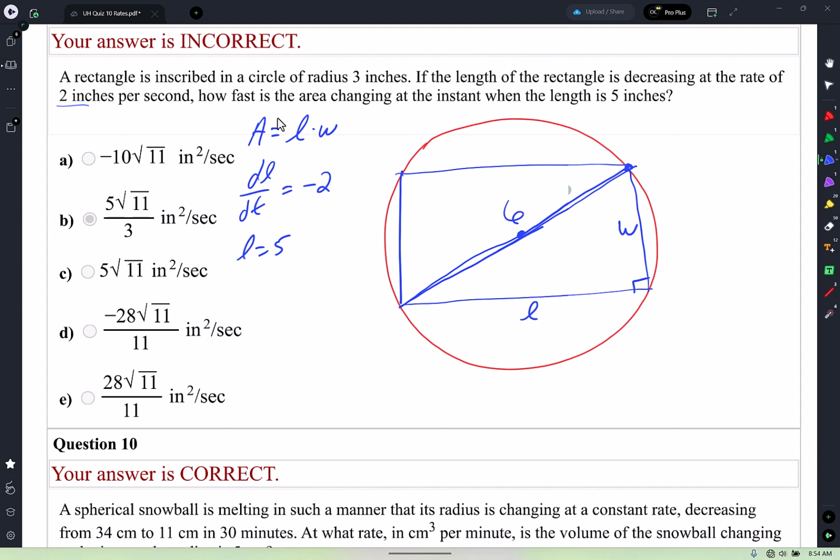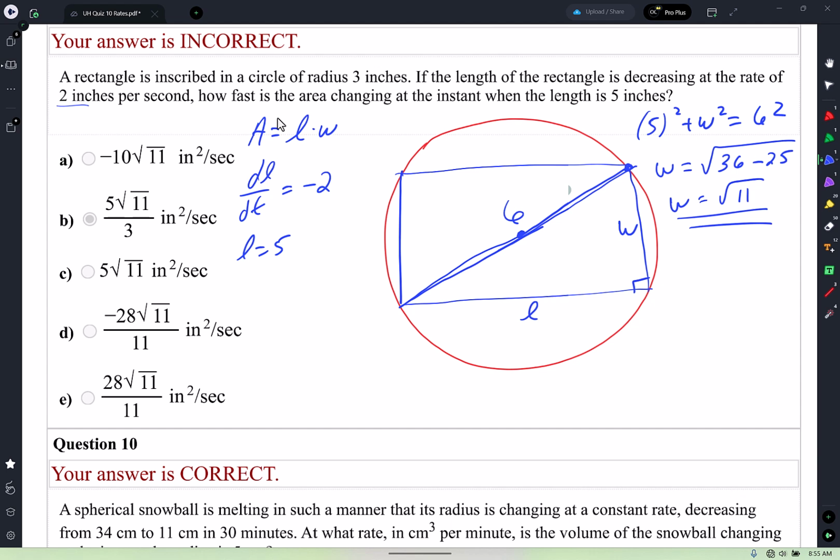Look, Pythagorean theorem, guys. 5 squared plus W squared equals 6 squared. W equals the square root, because I get W by itself, of 6 squared, which is 36, minus 5 squared, which is 25. Does everyone see where I got that? Yeah, Pythagorean theorem. So W equals the square root of 36 minus 25, the square root of 11. That's W. I still need dW/dt.